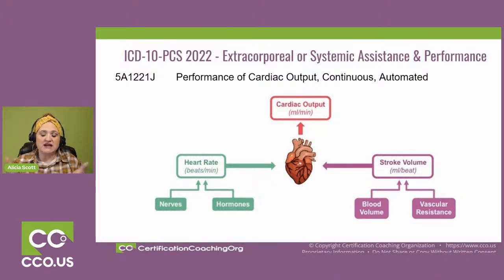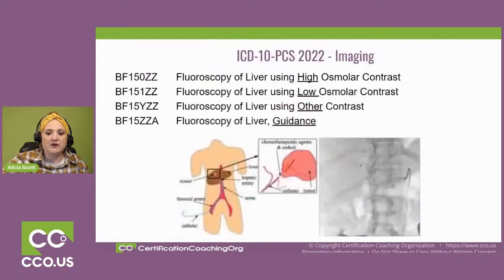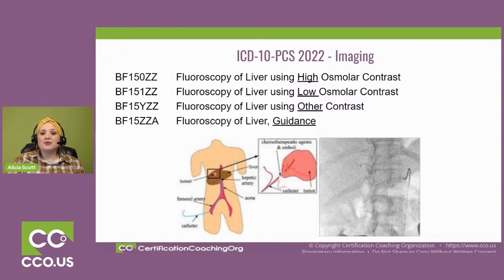And I just added this graphic because I thought this was interesting to add to your knowledge base of why we look at cardiac output in the first place. So now we can code and track that. Then we move to imaging. We've already gone through over half of the first characters, and now it switches to letters instead of numbers. PCS does that. It's kind of fascinating.